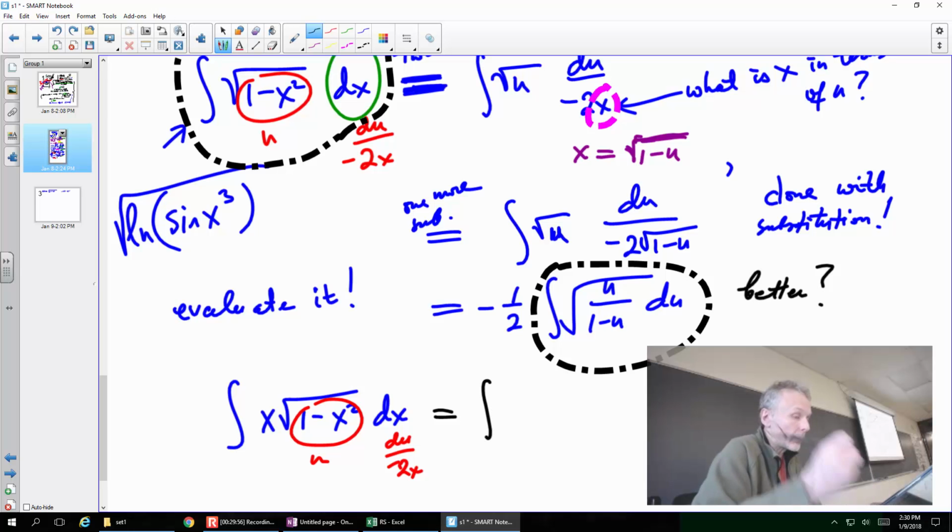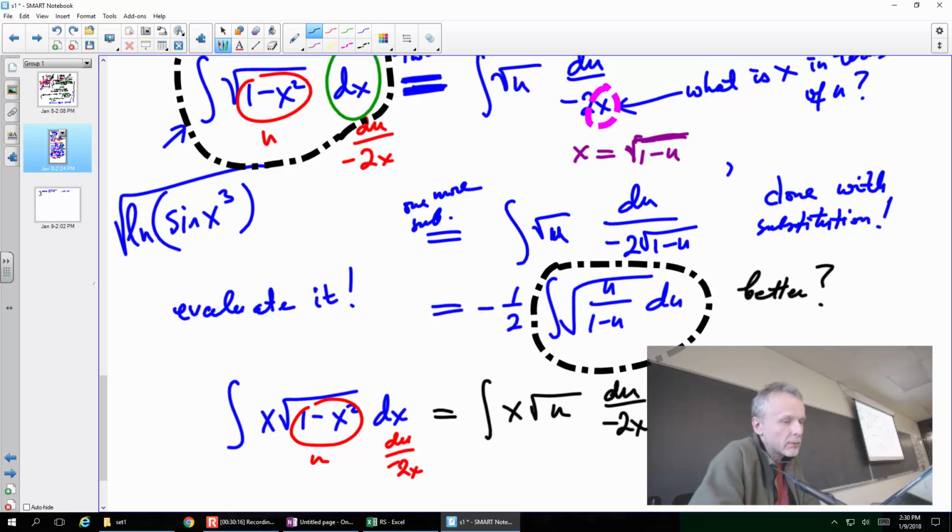What is it equal to? I'm doing substitution. I replace 1 minus x squared with u, and I replace dx with du over negative 2x. So what's the end result? Well, let's write it out. x times square root of u and du over negative 2x. Getting rid of x is easy because it simply cancels out. And we end up with negative 1/2 square root of u du.